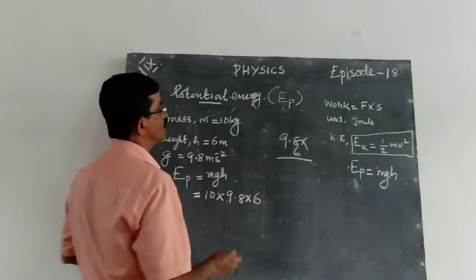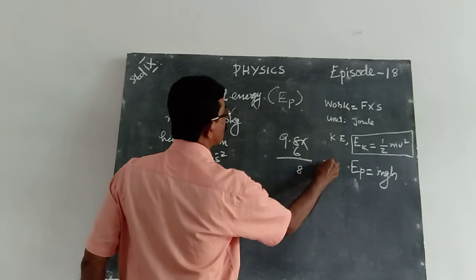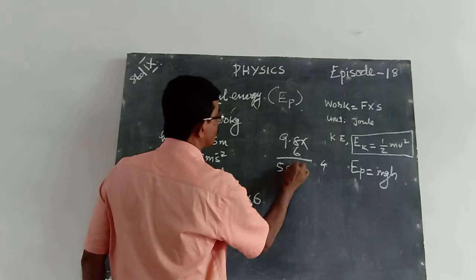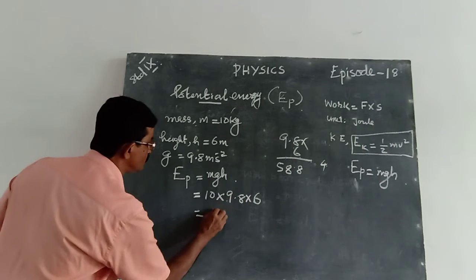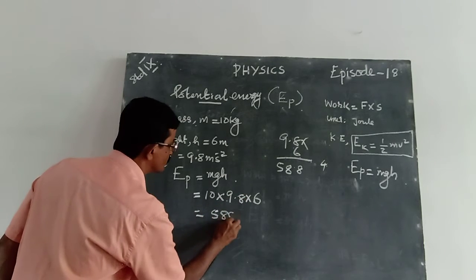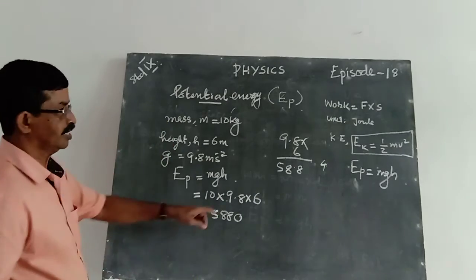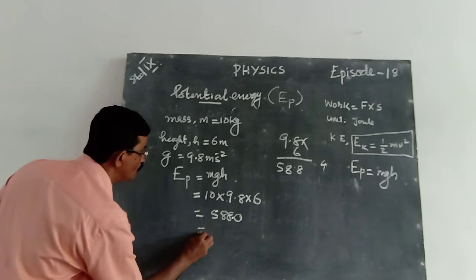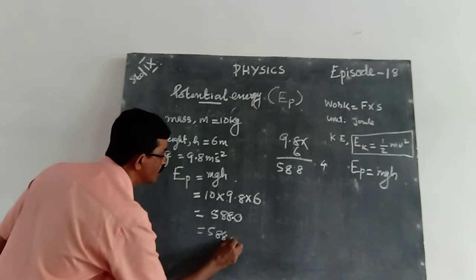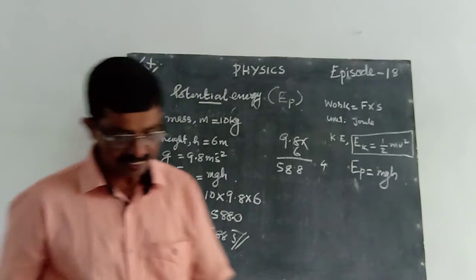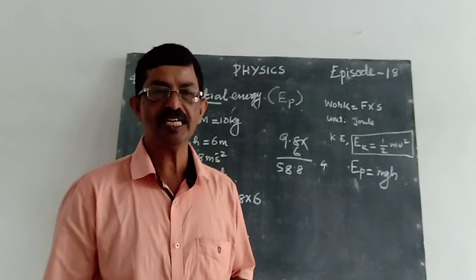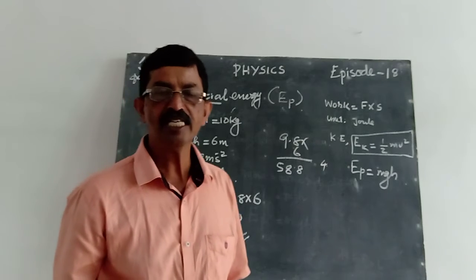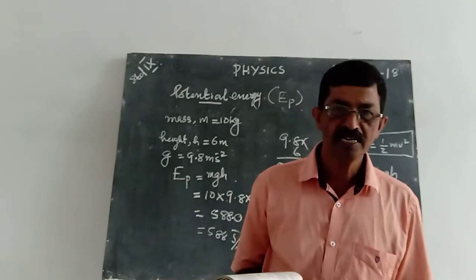6 times 8, 48. Balance 4. 6 times 9, 54 and 4 is 58. Then there is some decimal, putting here. How much will it be? 588 joule. 588 joule is the potential energy of that object of mass 10 kilogram at a height of 6 meter above the ground.